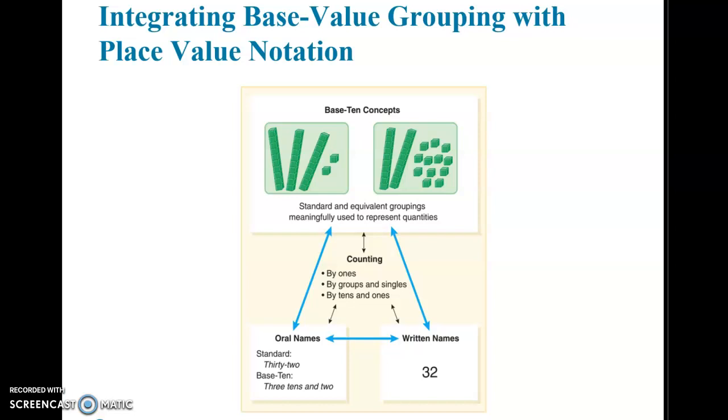Keep in mind that students will initially find it challenging to see 10 as both 10 ones and one group of 10. This diagram summarizes the ideas of integrating place value understanding that have been discussed so far. Note that all 3 methods of counting shown in the figure support relationship understanding when the students can flexibly integrate base 10 concepts, written names, and oral names.